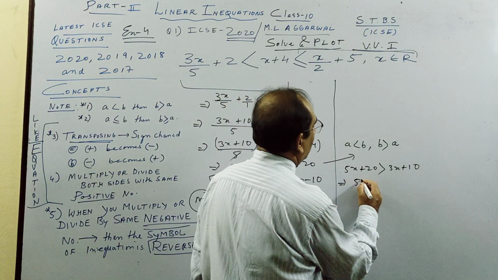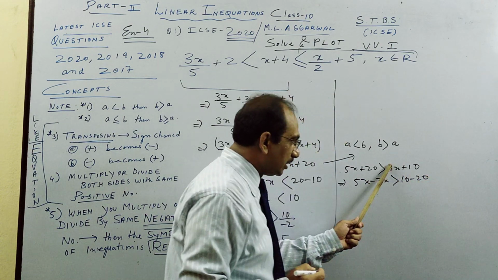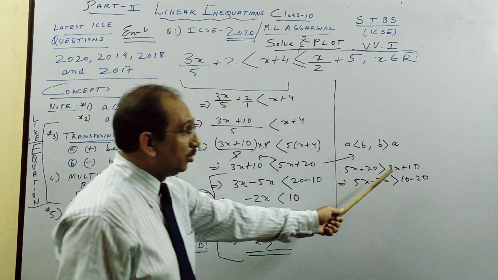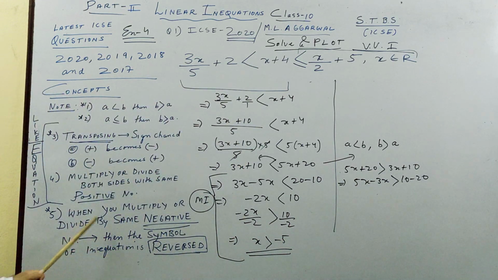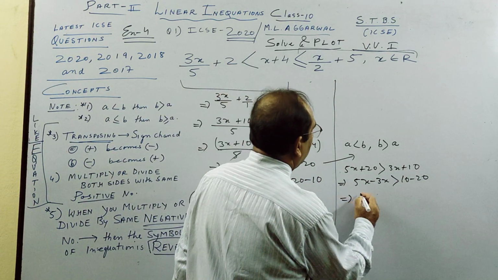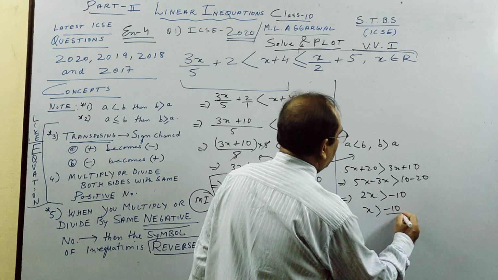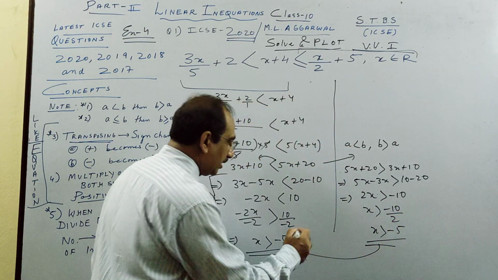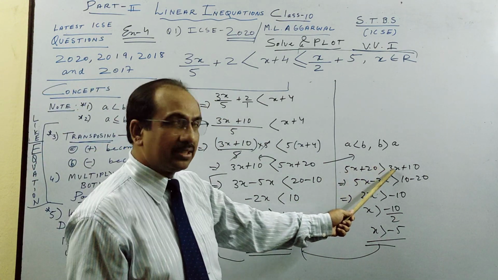See here next. 5x minus 3x, this is transposed here. Only in multiplication, children, it becomes minus. When you transpose, nothing happens to the inequality. Only in multiplication and division. So here we have 2x is greater than minus 10. x is greater than minus 10 by 2. x is greater than minus 5. Same result we get.